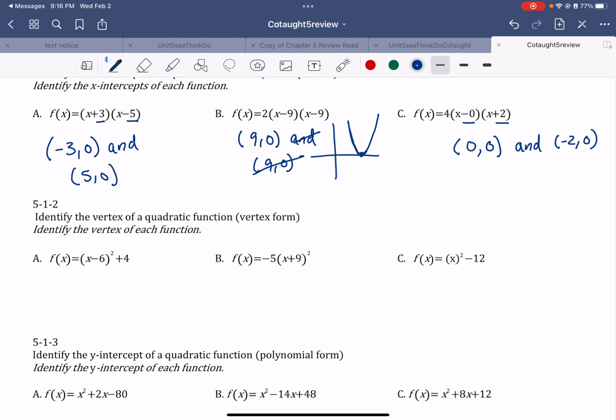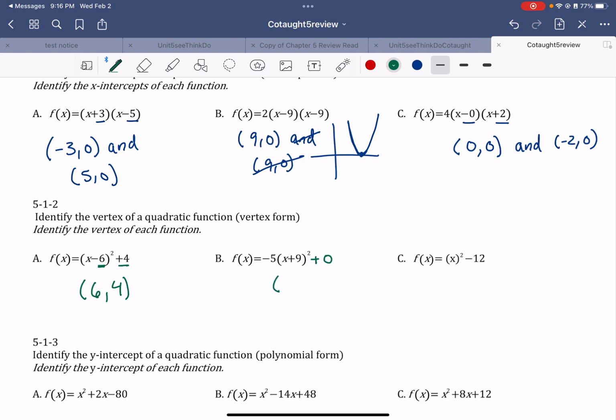All right, the next part, still from 5.1, is the vertex. So finding the vertex in vertex form, remember we are going to look for our h and our k, and we're going to take the opposite of the number that's in the parentheses with x. So the vertex here will be 6, 4. All right. This one, it doesn't have a k. You don't have to write the +0, but I like to write it. Just remember that there is a k there, even though they don't show it.